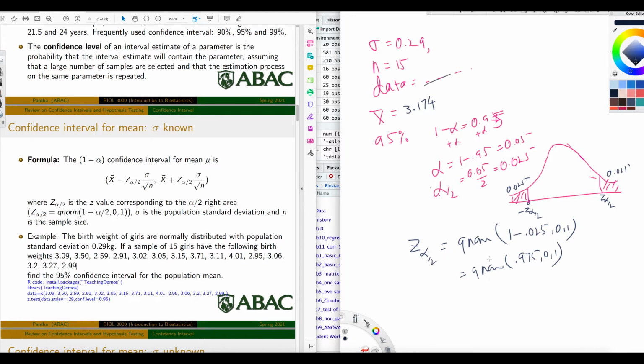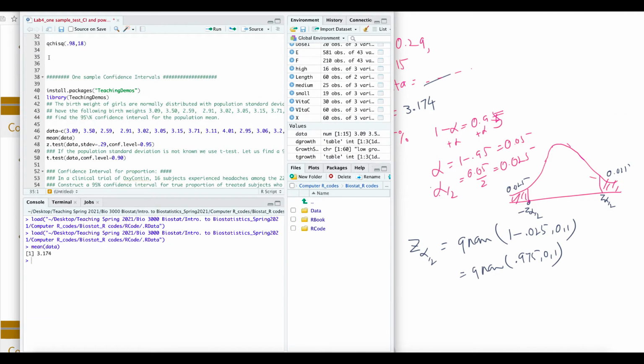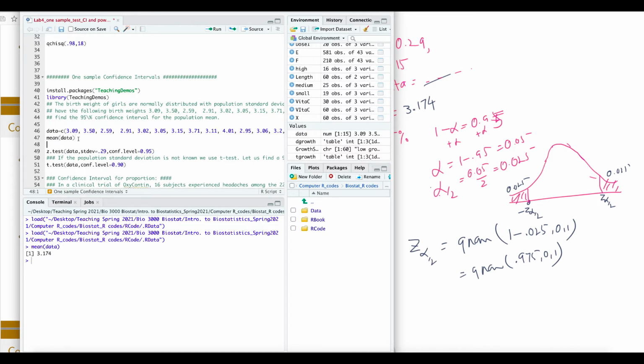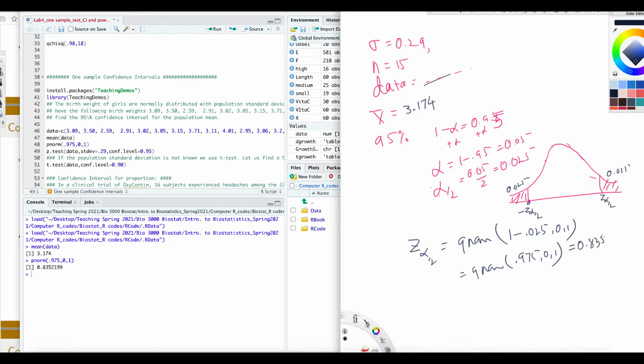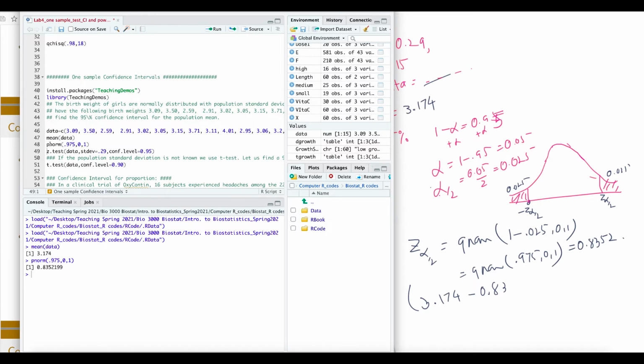So what is the q norm of 0.975? Let us find out that too. So q norm, let me do it here, because this is here, right? So I will be using that confidence interval directly by using R. So q norm 0.975 and then 0, 1. If you do that, you will get 0.8352. Oh, I'm sorry, I didn't use q norm, I used p norm. So it should be q norm, right?